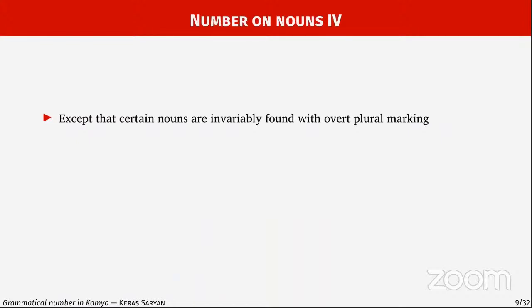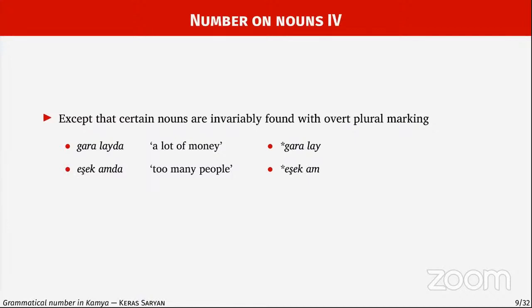Now, the only exception to this are those small number of nouns that are only ever found with overt plural marking in any case. So, for example, gara laida, a lot of money, can't be gara lai. Ishik amda, too many people, can't be ishik mar, and rawiz mushta, some arms, can't be rawiz mush, and you can't have lai, or mush on their own.